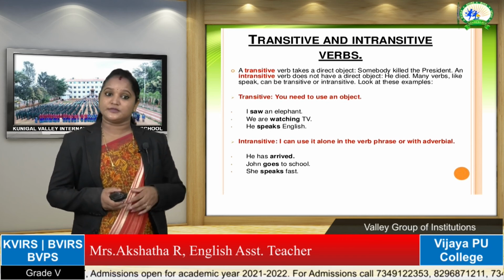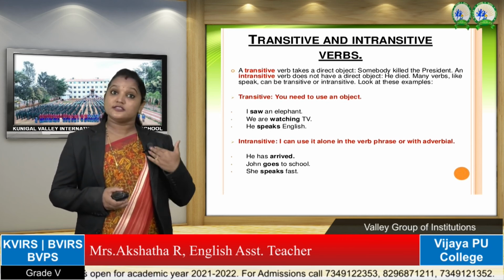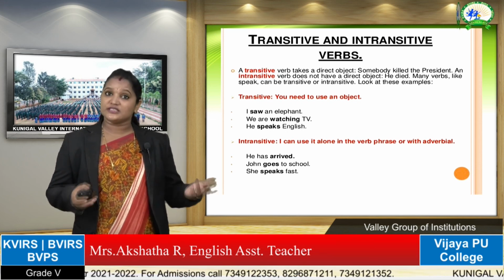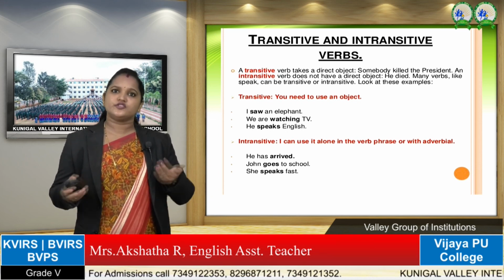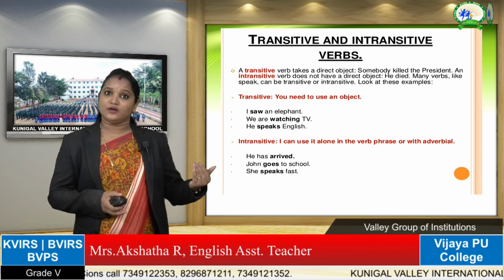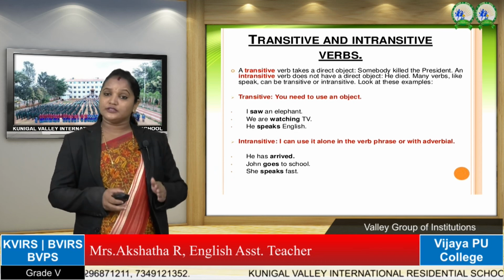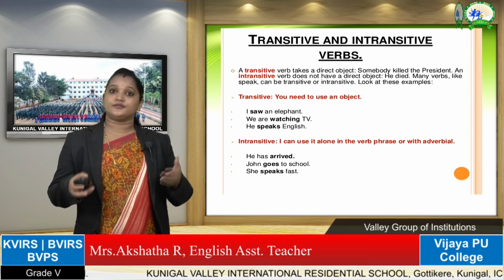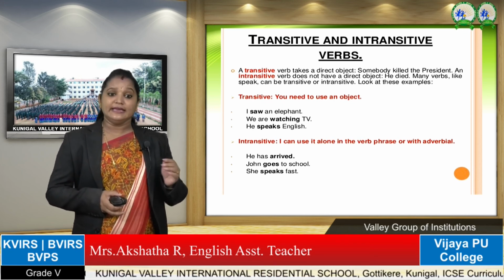Transitive, you need to use an object. See, I saw what? An elephant. We are watching TV. We are watching what? TV. He speaks what? English. After the verb also there is a noun. There is an object. That is called transitive verb.